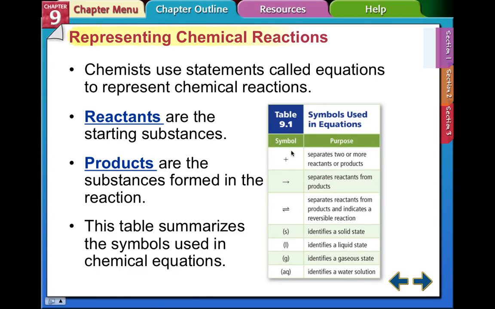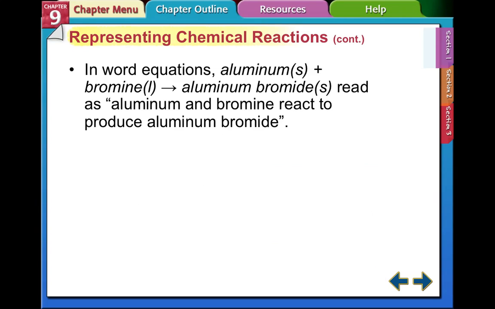And we are going to be using these symbols, so please become familiar with them. You're going to put a plus in between your reactants. You're going to have an arrow, which means yields, or sometimes you'll see an equal sign. If you see a double arrow, it means that the reaction can go both directions. It's really important that you put the state that the element is in, if it's a solid, a liquid, a gas, or aqueous in a water solution, behind the element, and we're going to get practice with that.